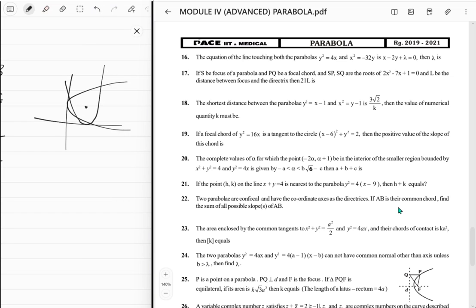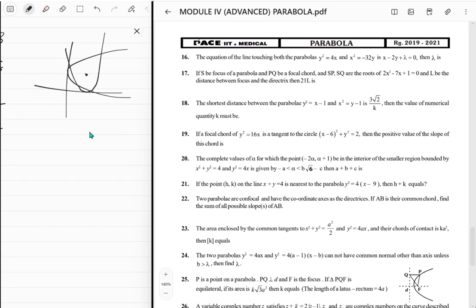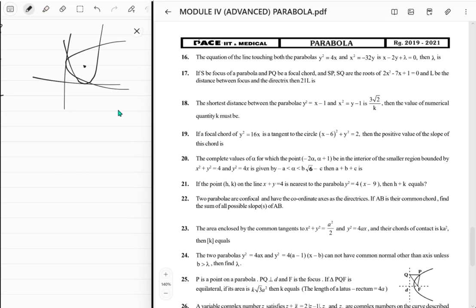And they're talking about what? AB is their common chord. Which common chord? Oh, sum of all possible slopes. Okay, okay, okay. Now I understand what's going on. Sum of all the possible slopes. Hmm. Let's just use a different thing. I mean, we just want the slopes, right? It doesn't matter if we shift the thing. So might as well take this parabola.